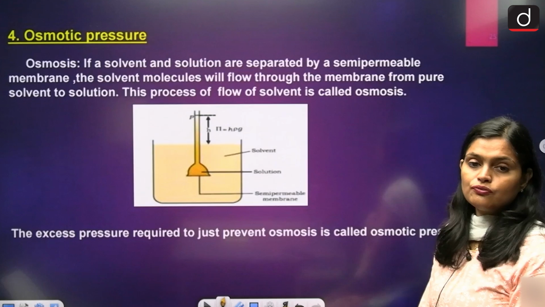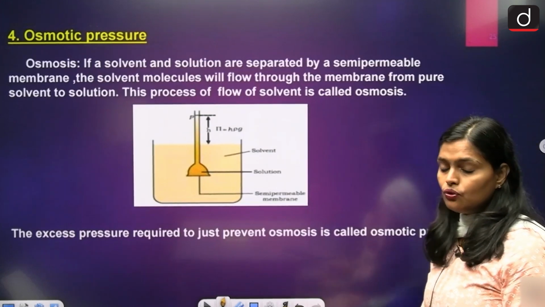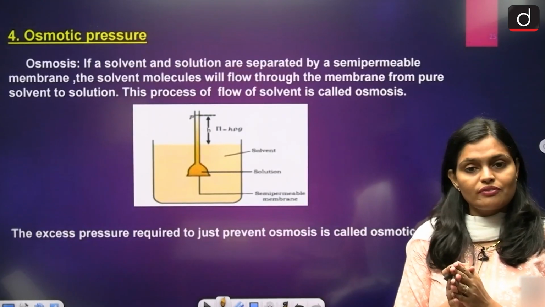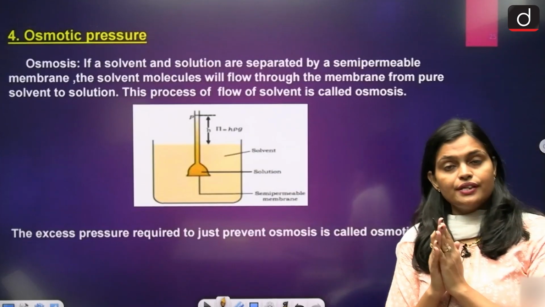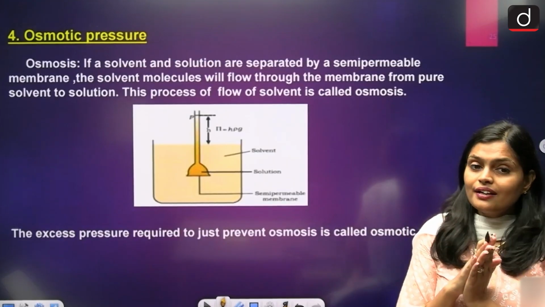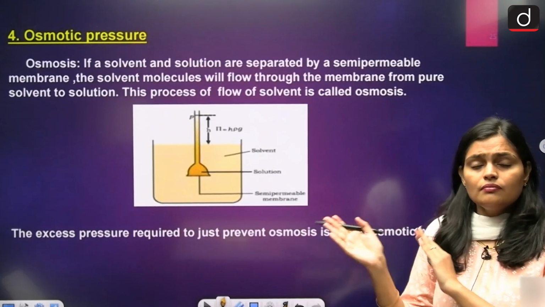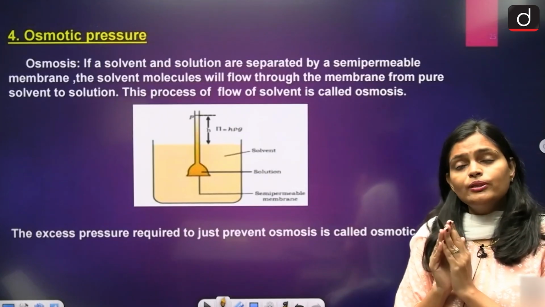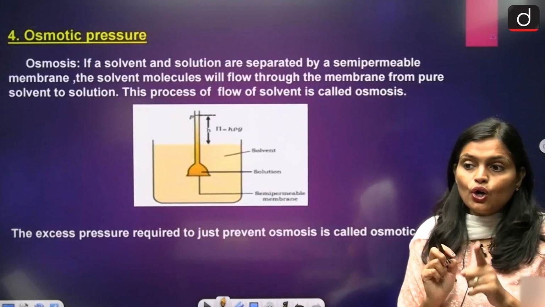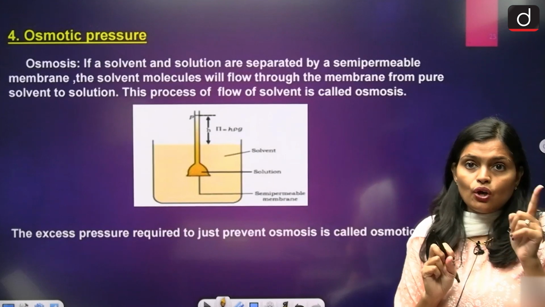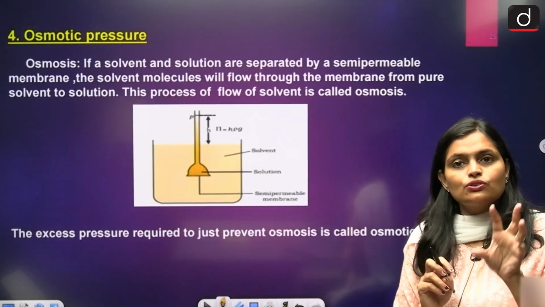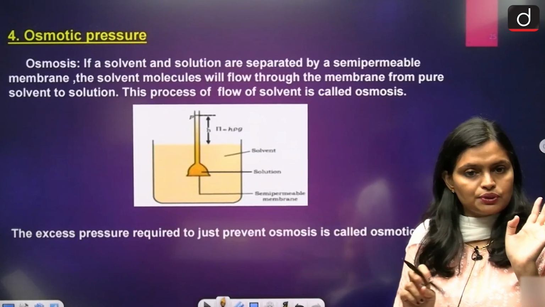Osmotic pressure, first of all, it is related to osmosis. You have heard about osmosis and diffusion, right? What is osmosis and what is diffusion? In case of diffusion, there is a movement of molecules from higher concentration to lower concentration. In case of osmosis, the movement of solvent is from higher to lower, and solute is the opposite. तो बस solute में उल्टा होता है, otherwise same as diffusion.